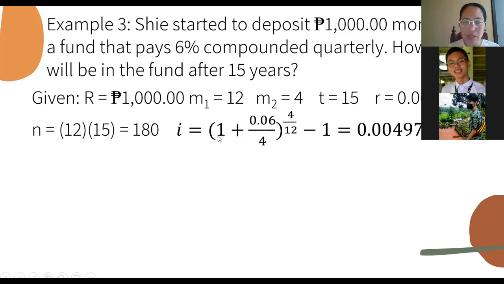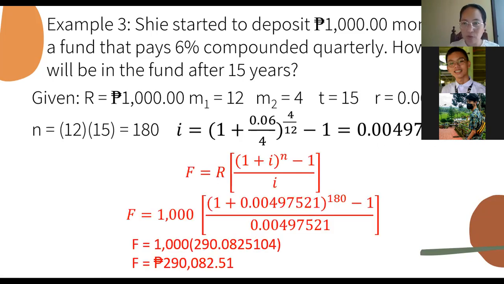Okay po? So our I, when we compute it, is 1 plus I, where r is 0.06 divided by M2, which is 4, raised to M2 over M1, minus 1. The value of your I is this one. Since it will be the amount in the fund after 15 years, it is the future value. So we substituted everything, and this is what came out.